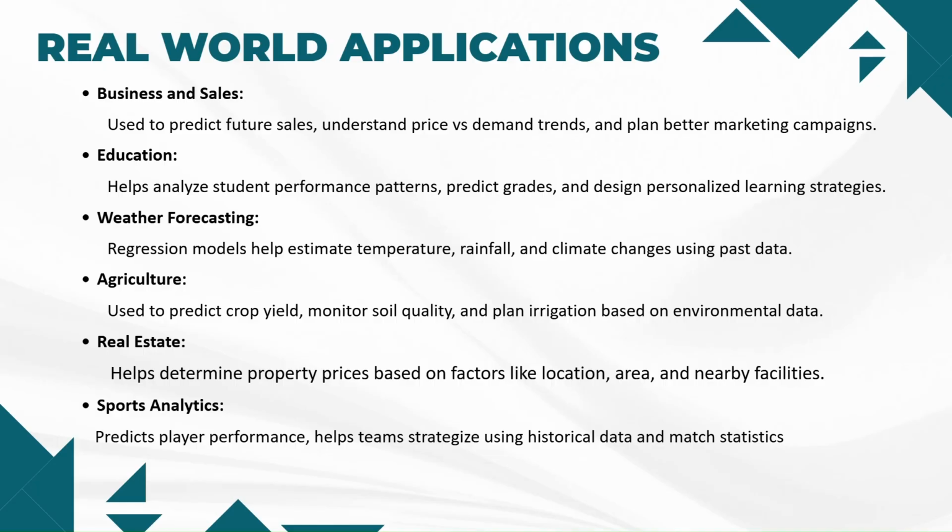It can also be used in agriculture to predict the crop yield, monitor soil quality, and plan irrigation based on historical data. Regression can also be used in real estate to determine property prices based on location, area, and nearby facilities. At last, regression is also used in sports analytics to predict a player's performance and help the team strategize according to the historical data and match statistics.